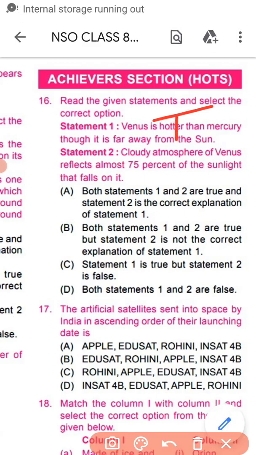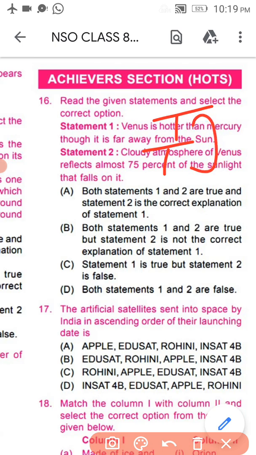Statement 2: Cloudy atmosphere of Venus reflects almost 75% of the sunlight that falls on it. This is also true. But notice here, 2 is not the correct explanation of 1. So both statements 1 and 2 are true, but statement 2 is not the correct explanation of 1. So option number 2 is correct.